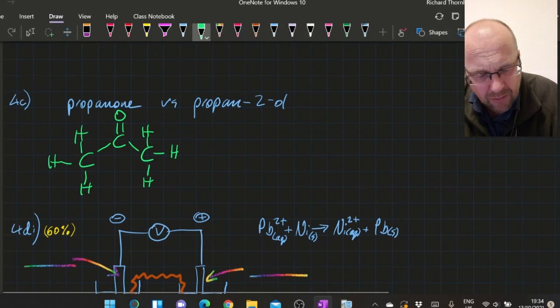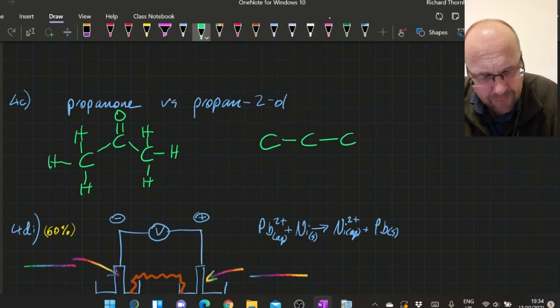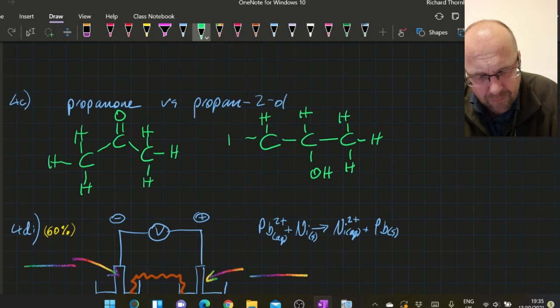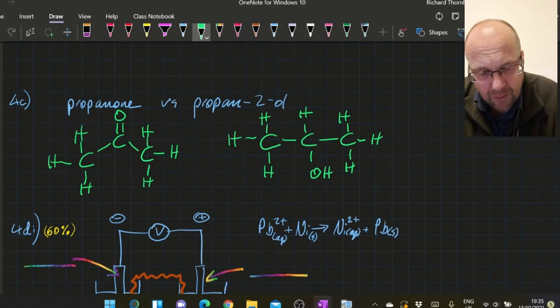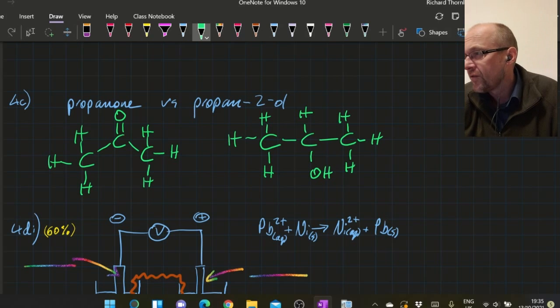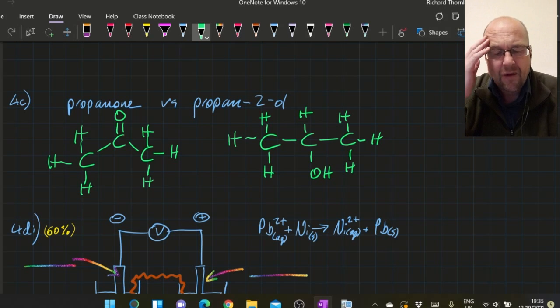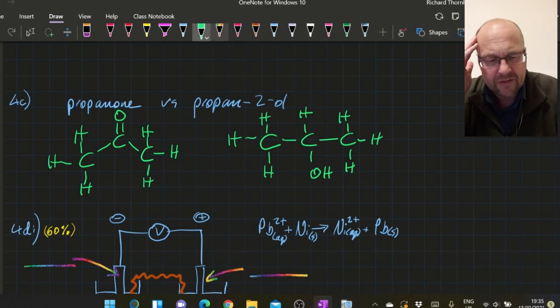And propan-2-ol. No points for joining them, because that's not the question. Okay, intermolecular forces, relative volatility. All right then, so this is just the same old, same old.